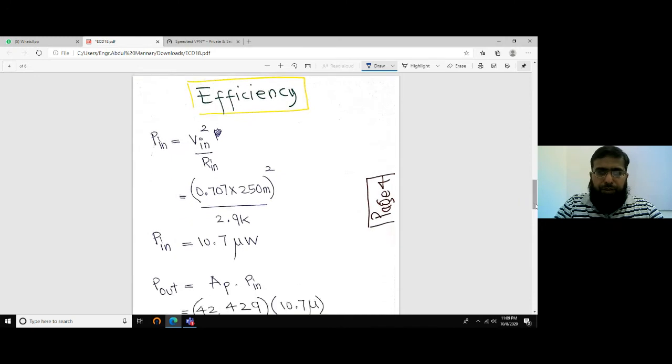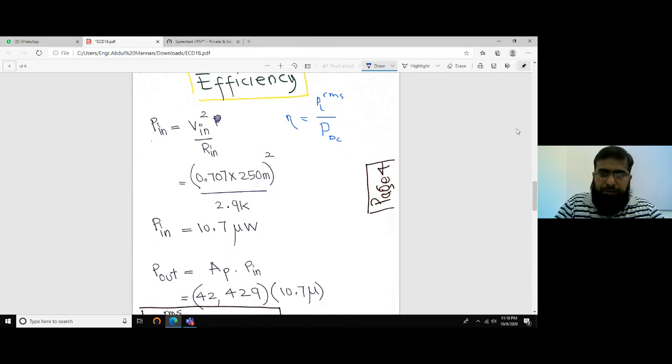We know that eta is, what is eta? Eta is the max power that we deliver to the load, the RMS value that we computed, divided by the DC power that we draw from the DC source, VCC times IC. So first let's calculate P out RMS across the load. Input power is Vin squared over Rin. Vin is given to be 250 milli peak.